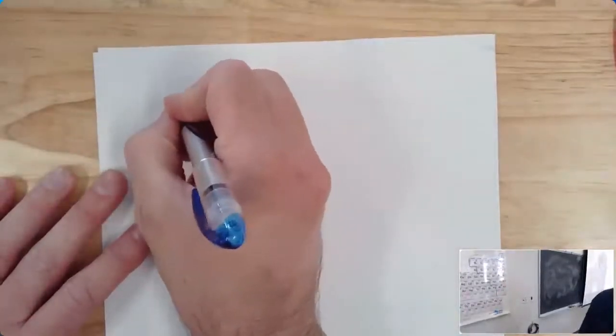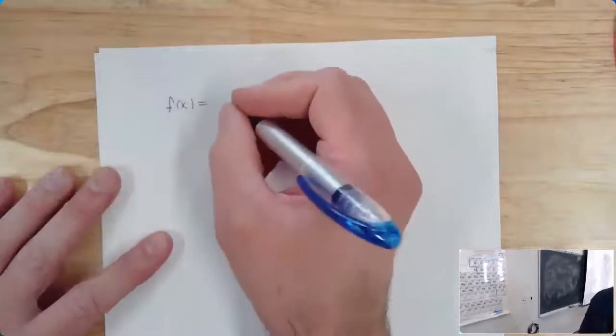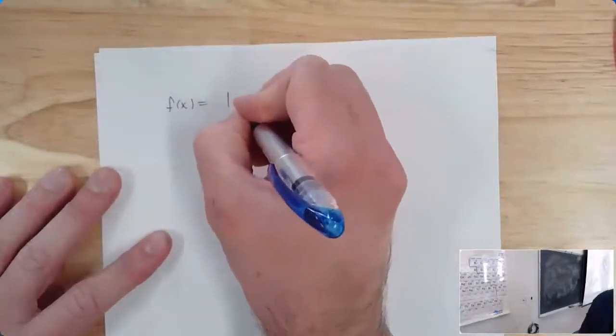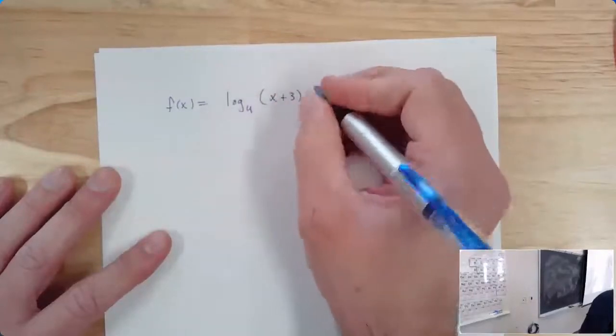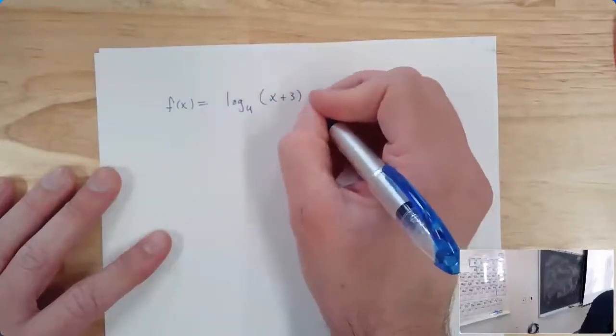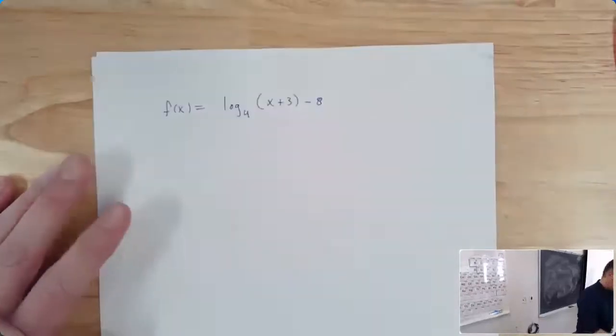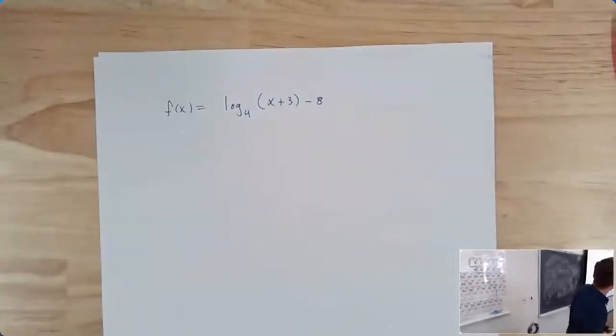Let's say we wanted to graph f of x equal to log base 4 of x plus 3, minus 8. That should be not too terrible, maybe. Yeah, that should be fine.